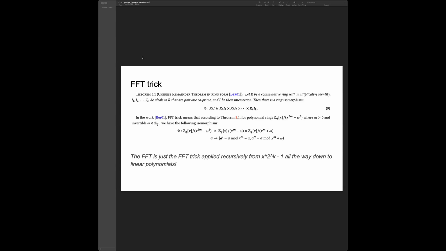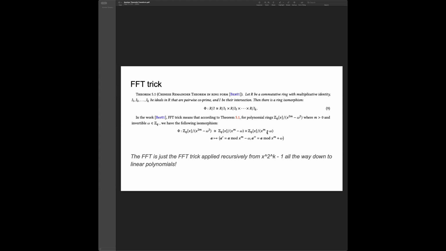What this means in practice for us is that we can also do the same thing with the rings that we talked about earlier. Let's say we have a polynomial x to the power of 2m minus omega squared. We can break this down into two parts: the left side, modulo x to the m minus omega, and the right side, modulo x to the m plus omega. Practically, this maps to a prime and a double prime, where a prime equals a mod x to the m minus omega, and a double prime equals a mod x to the m plus omega.